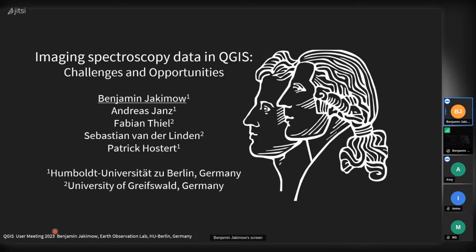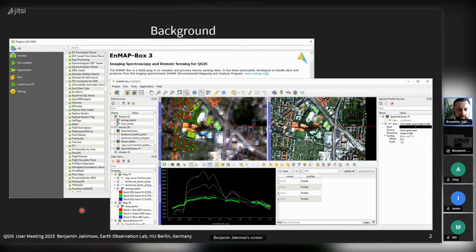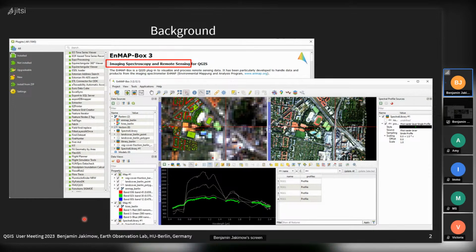Nice. Okay. As mentioned, the topic of my presentation is imaging spectroscopy data in QGIS. A complicated word, and it's a presentation prepared not only by me, but also by my colleagues Andreas, Fabian, Sebastian, and Patrick. We are from Humboldt University in Berlin and the University of Greifswald, also in Germany. We developed a QGIS plugin called the Ammobox, which you see here. It is to be used with remote sensing data, and without going too much into the details, this presentation focuses more on the background: why we need this plugin, and what we are using it for.